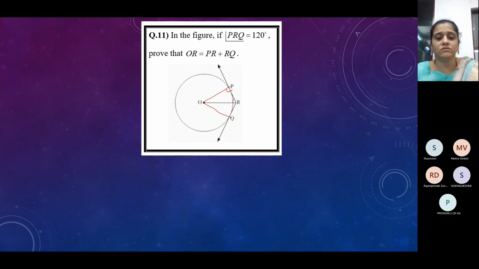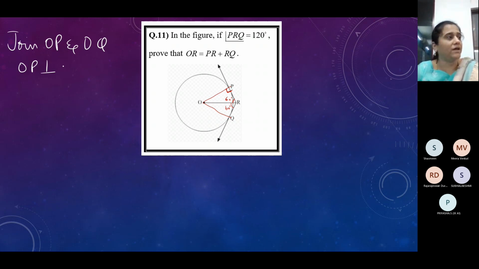How much is this, children? 60. This one, 60. And this is 90 because radius is perpendicular to tangent. All right, so construction, join OP and OQ. Now, OP is perpendicular to the tangent PR, correct? PR is a tangent. Therefore, angle OPR is equal to 90 degrees, correct?